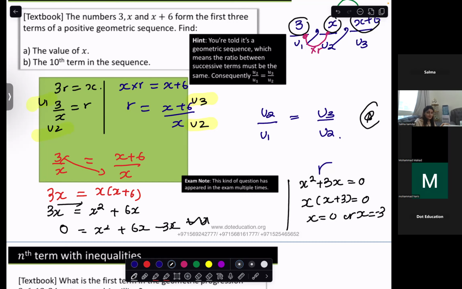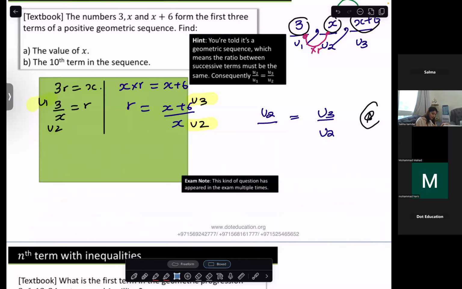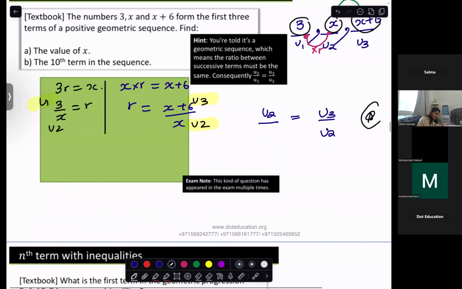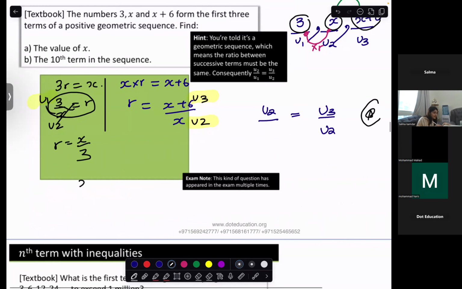Miss, the easier way is just to use u2 divided by u1 equals u3 divided by u2. Oh, I flipped the ratio. So it would be r is x by 3. This was wrong, because it should have been x divided by 3. You should have told me, right? Yes, I thought you were teaching a new way. So x by 3 is equal to x plus 6 divided by x.